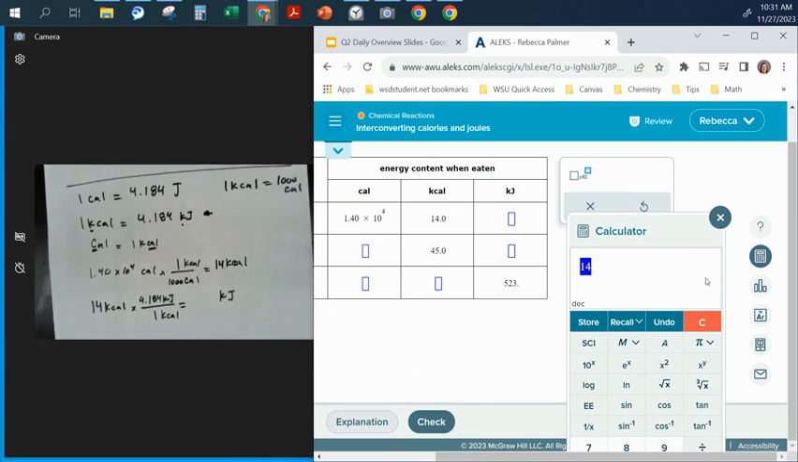So 14 times 4.184. Okay. And then I'm going to type it in here. How many sig figs? 3. Okay, good. So 58 point... I need to round that up to 6. Perfect. Good. Okay.